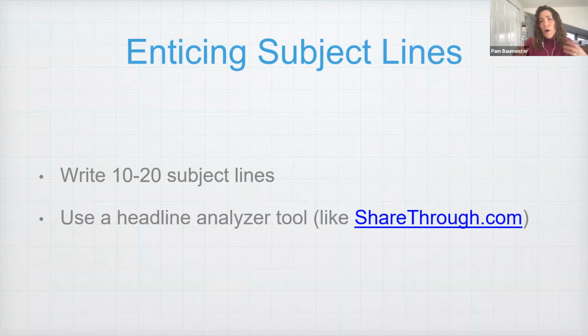So you want them to open it first. And the way to get them to open it is to write enticing subject lines. When you're writing your emails, you want to write at least 10 to 20 subject lines. I know that seems like a lot, but it really gets the juices flowing, and it also helps you get really creative. So you're not writing the boring subject lines that you see every day in your inbox. I mean, you think about the ones that you click on.